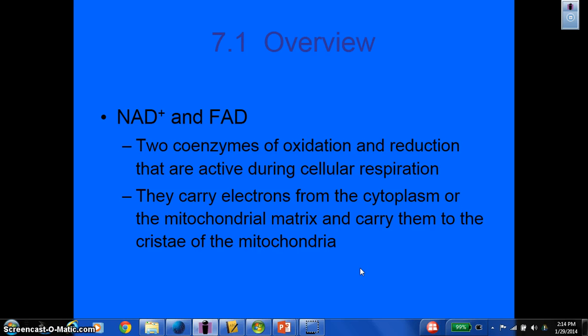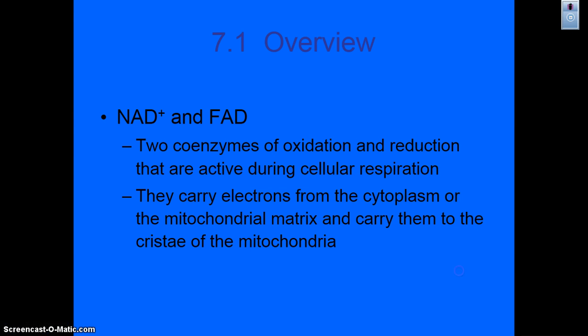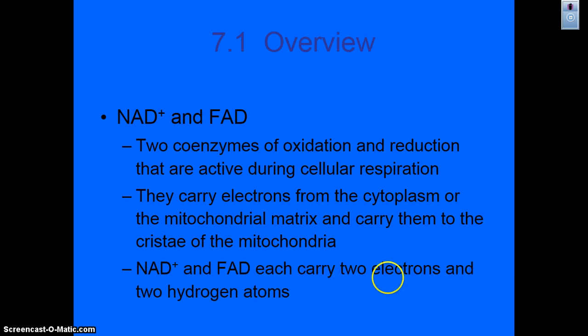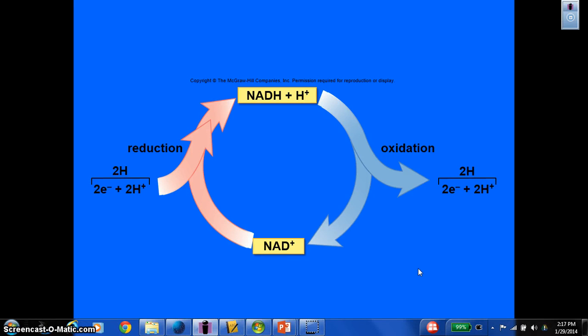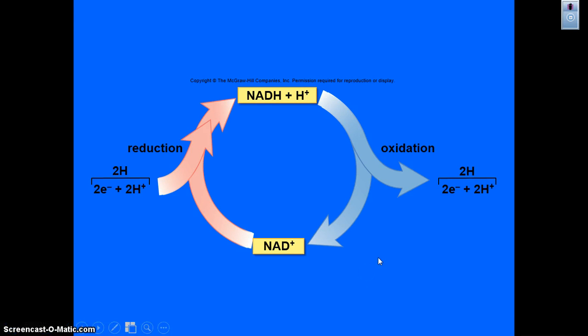There are two coenzymes of oxidation reduction reactions that are active during cellular respiration, and they are called NAD+ and FAD. Their job is to carry electrons from the cytoplasm or the mitochondrial matrix and carry them to the cristae of the mitochondria. We talked about coenzymes in the last chapter and their function. They each carry 2 electrons and 2 hydrogen atoms. You can see the diagram of this oxidation reduction reaction as given in your textbook.